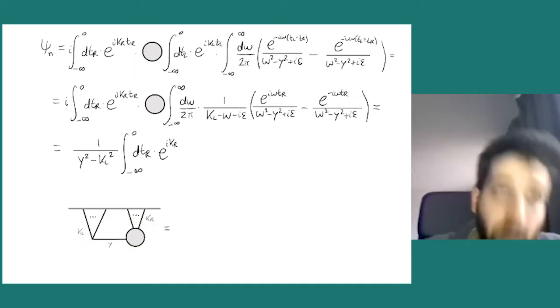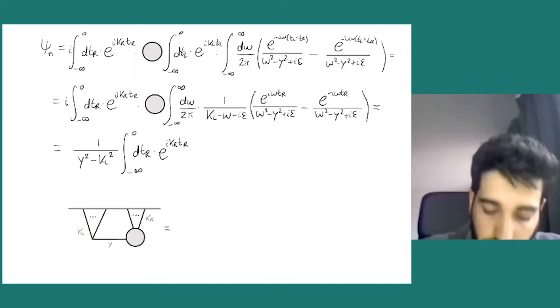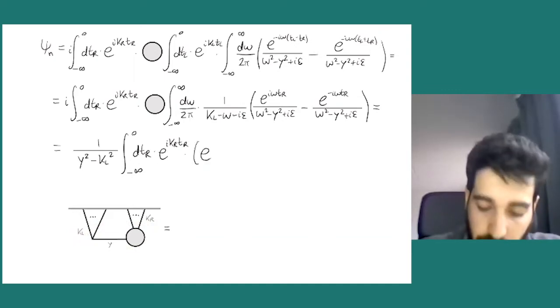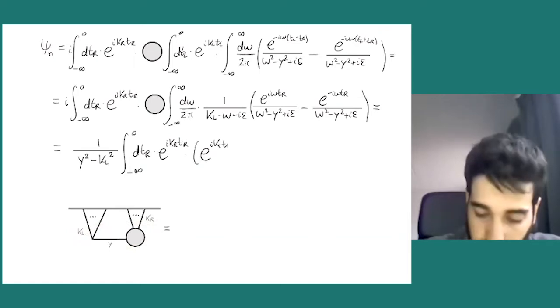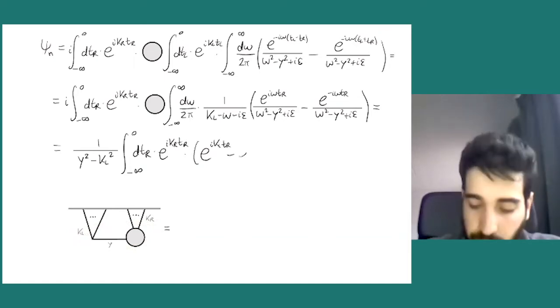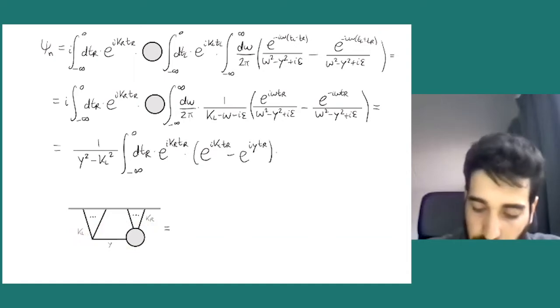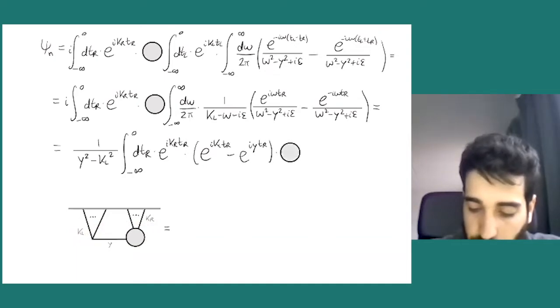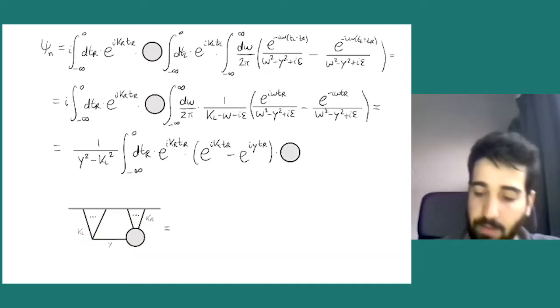KR T right, and then a difference of exponentials. K left T right minus Y T. And here we have the blob.